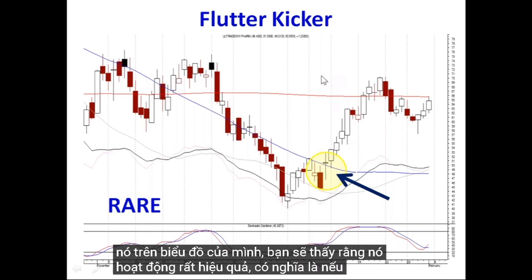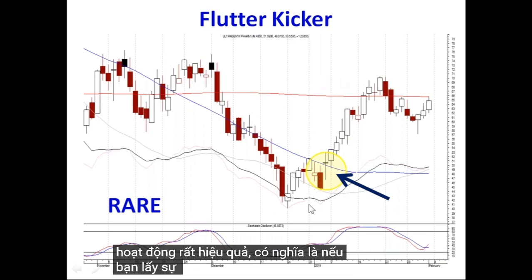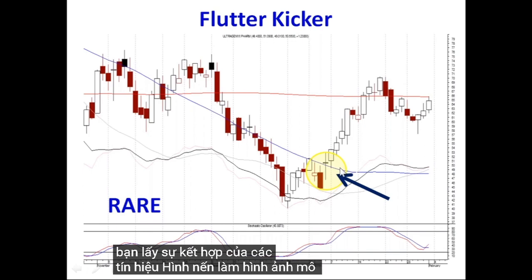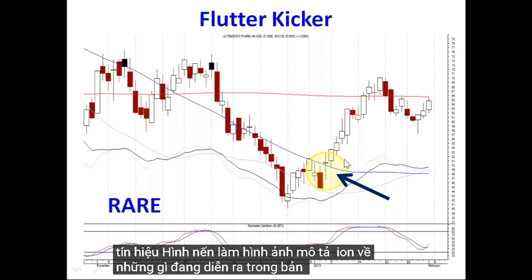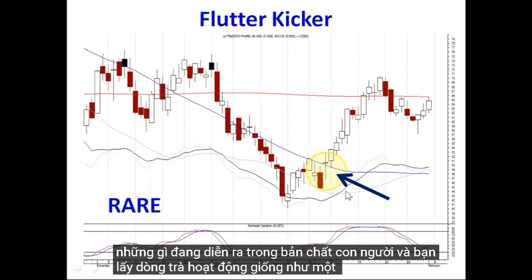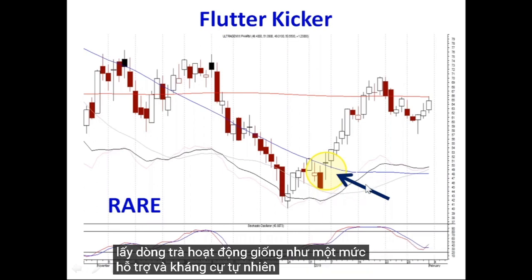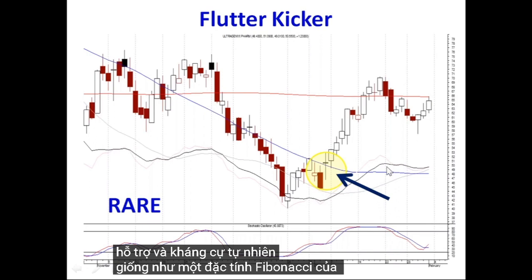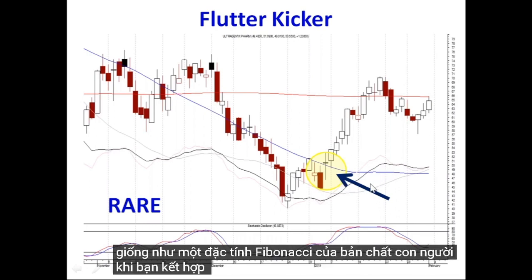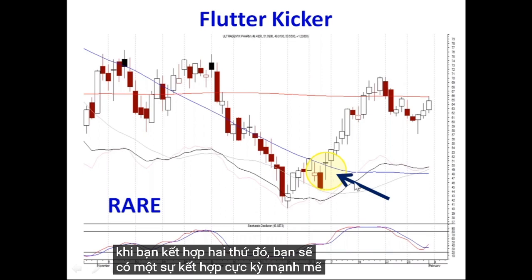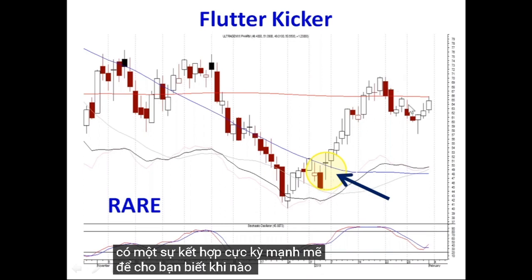Which means if you take the combination of candlestick signals being the graphic depiction of what's going on in human nature, and you take the T line, which acts like a natural support and resistance level, like a Fibonacci characteristic of human nature, when you combine those two, you've got an extremely powerful combination for telling you when you're in an uptrend and how long you can stay.